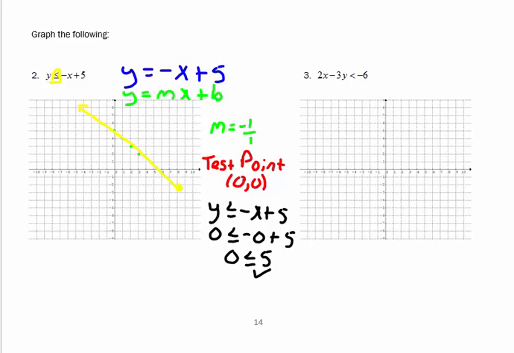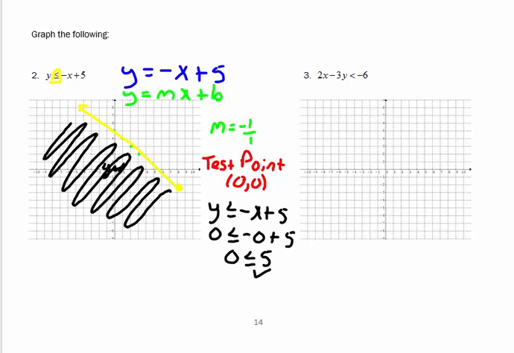So my test point, which is right there at 0, 0, is a yes, which means all of these points underneath this graph would also work. So therefore, I would shade everything below that line. So what this means is that all points on the line plus all the points that are below the line would satisfy that inequality.